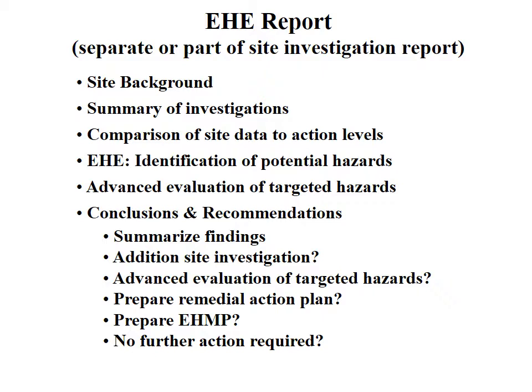You identify potential hazards at the site. You do an advanced evaluation of targeted hazards if necessary. So maybe you run an SPLP leaching test on the soil to see if the chlorine is really leachable. Or you collect soil vapor samples under a building, and maybe even indoor air, but only after soil data or groundwater data suggest there could be a significant source of volatile chemicals in the building.